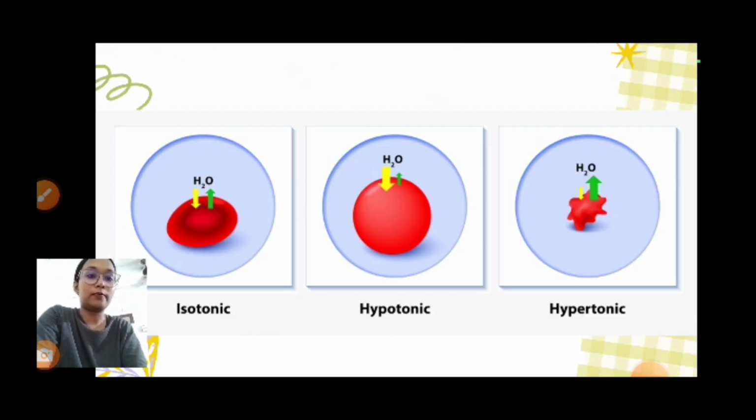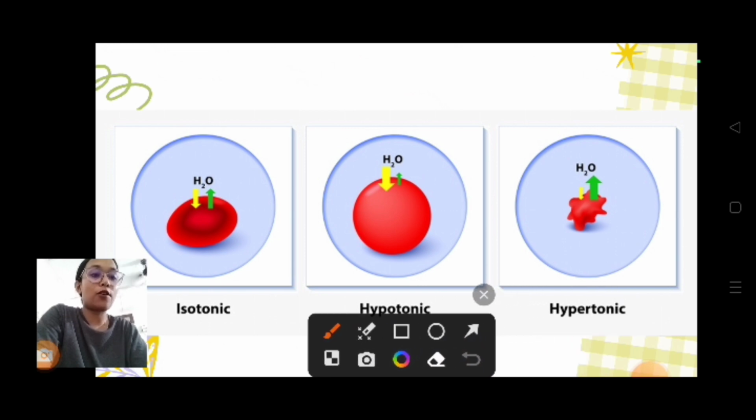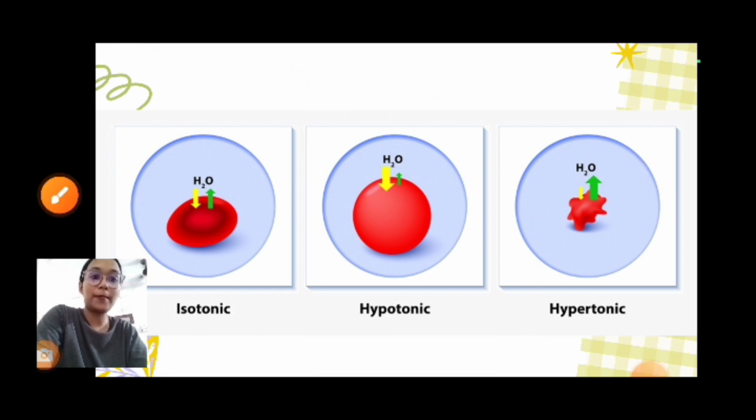So again, let's look at the picture. Okay, this is your hypertonic solution, where you can see shrinking of the cell because the water has gone out of the cell. Okay?